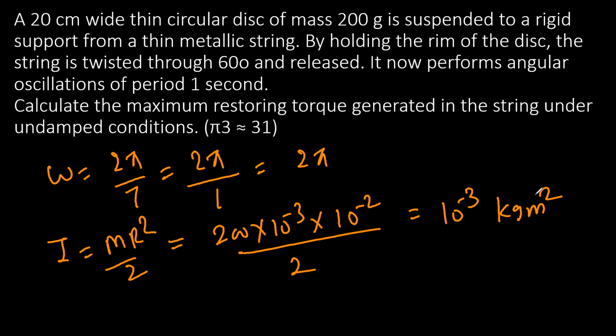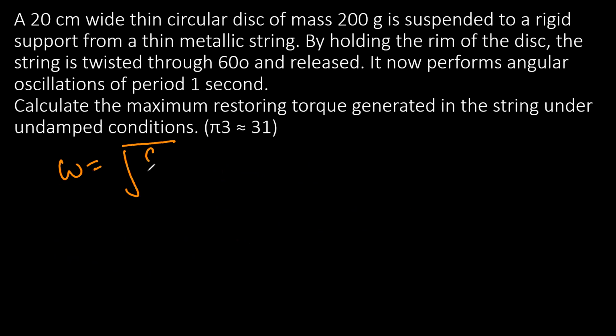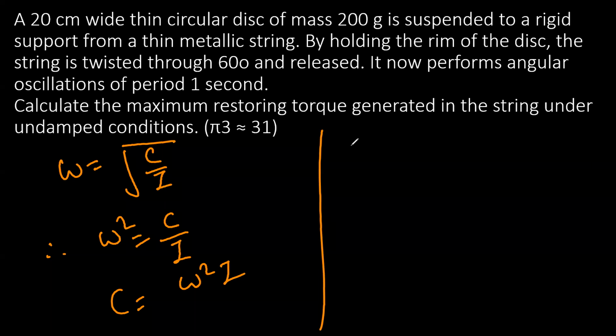So W is found, I is found, so we can find the C. What is omega? Omega is the square root of C by I. So we can take the square, that is C by I. So what is C? C is omega square into I. So if I put the value, C is equal to omega square into I. What is omega? Omega is 2 pi, so this is 4 pi square.